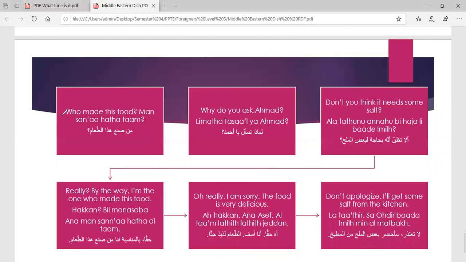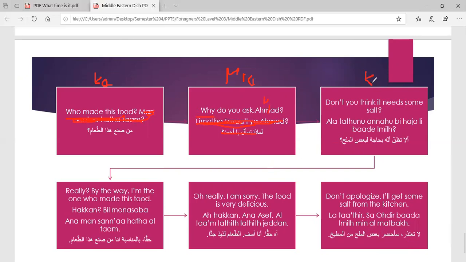Let's see. Kalam, without looking, Kalam, what do you mean by who made this food in Arabic? يلا, it's من صنع هذا الطعام. من صنع هذا الطعام. Okay, let's see. Here is Kalam. Here is Mia. Mia asks you, why do you ask Kalam? So like لماذا تسأل يا كالم? لماذا تسأل يا كالم?